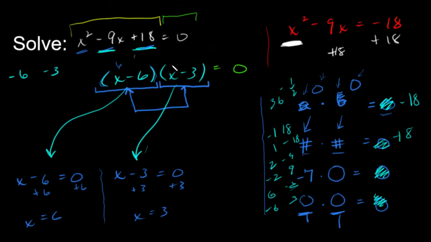If you plugged 6 in to both x's, you would get 0 times 3, which is 0, so that's true. And then if you plugged 3 in, you'd get negative 3 times 0, which is 0, so that's also true. So your answers are 6 and 3. Wow, great, awesome.